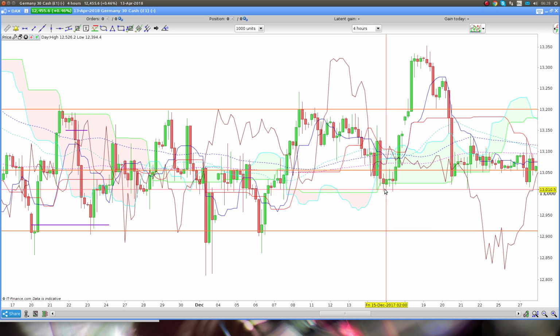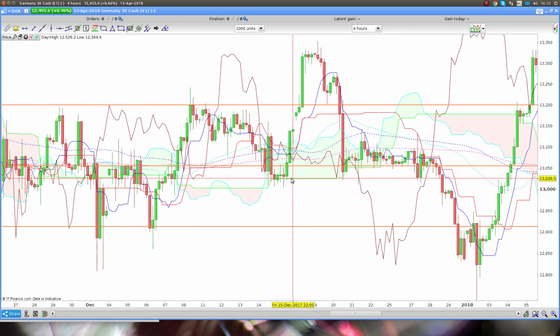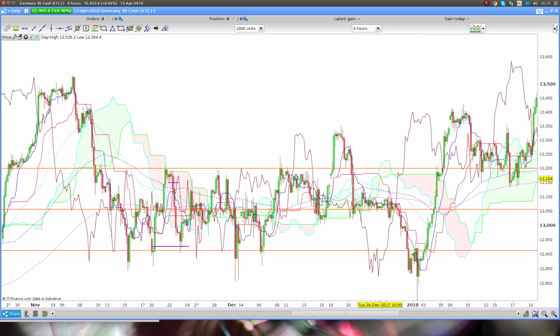So the point is, rather than taking a guess at it, trade the break. If you put in a short here with a stop up there, or you put in a long here and you put a stop over here, you're just going to trade the break off this mini range. Okay, so let's get to the next one.